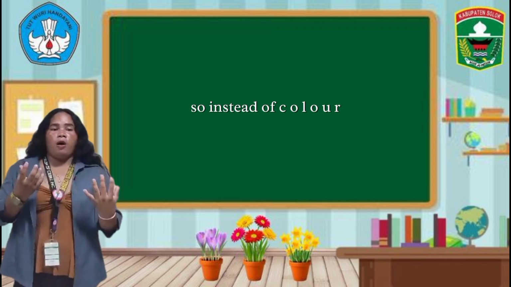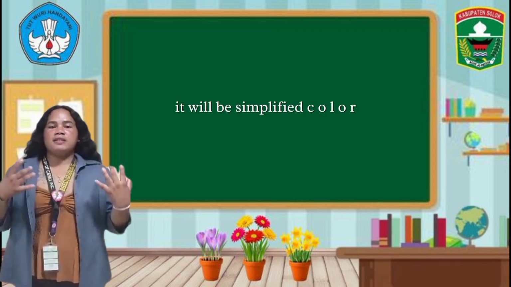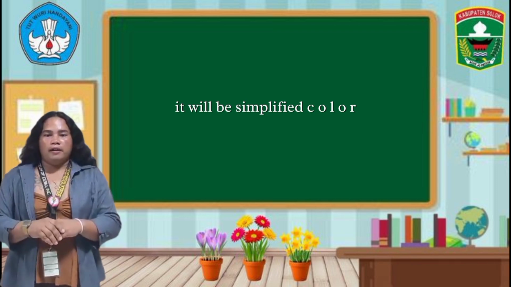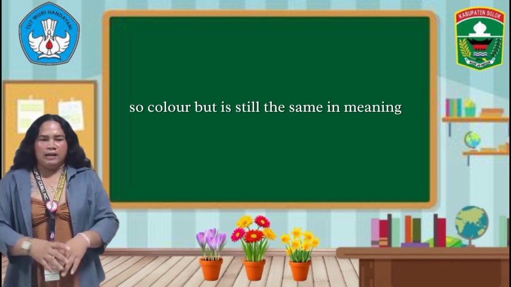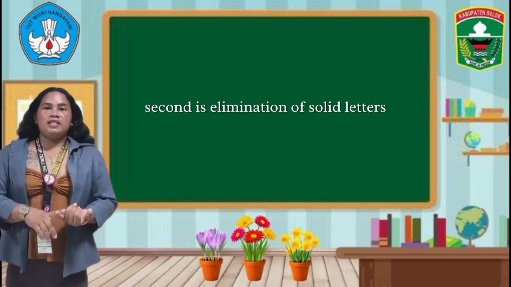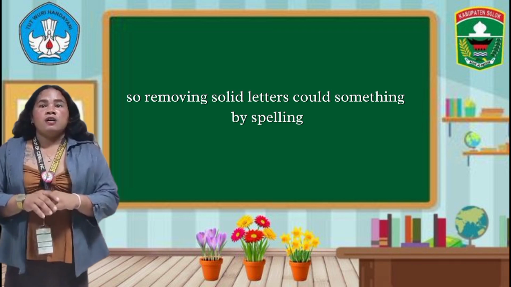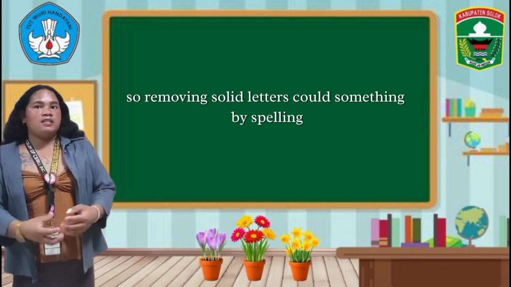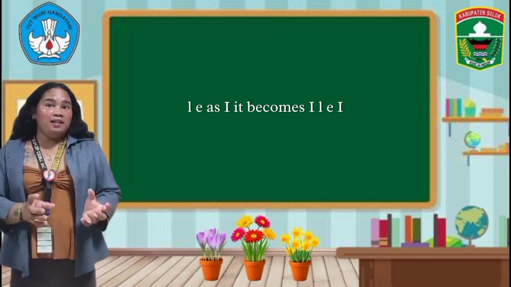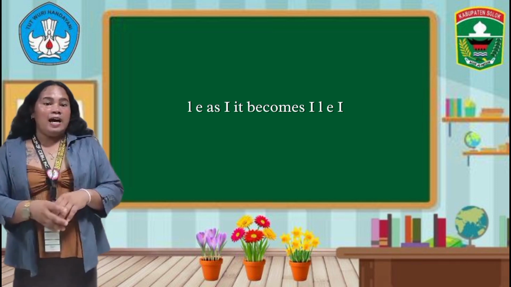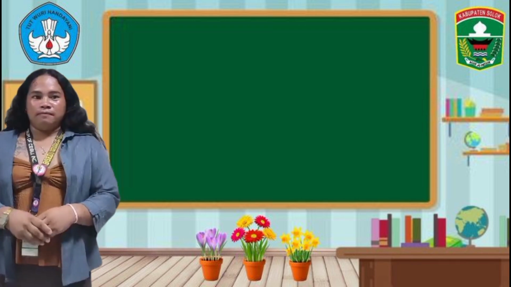So instead of COLOUR, it will be simplified to COLOR. So color, but it is still the same in meaning. Second is elimination of silent letters. Removing silent letters could simplify spelling, such as changing ISLE to ILE, I'll, but it's still the same in meaning.